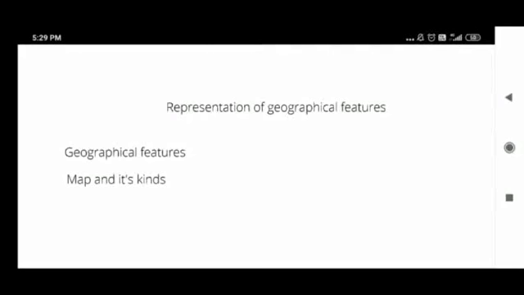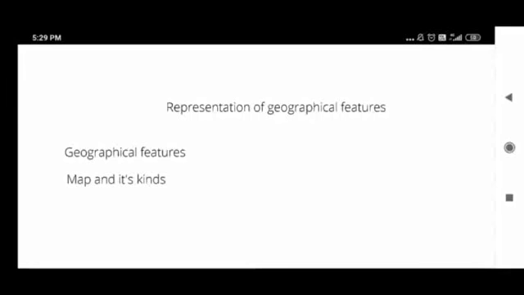In the previous classes, you have studied about the map and the globe. You know the difference between it, and you also know that the map is a symbolic representation of the selected characteristic of a place, usually drawn on a flat surface.